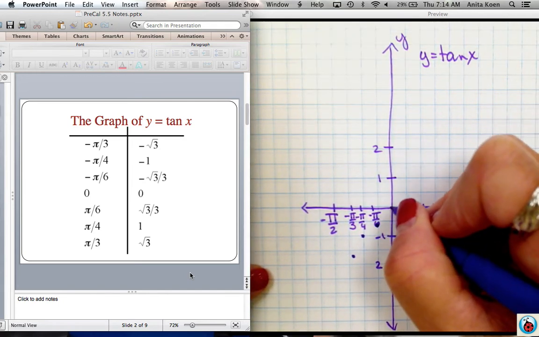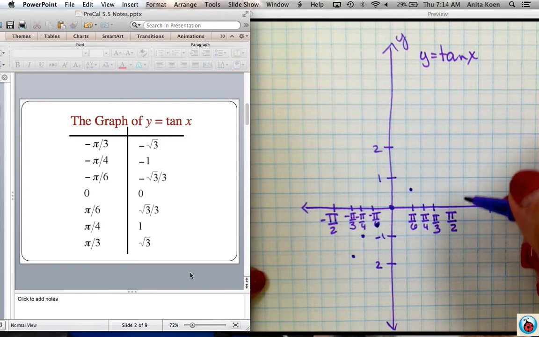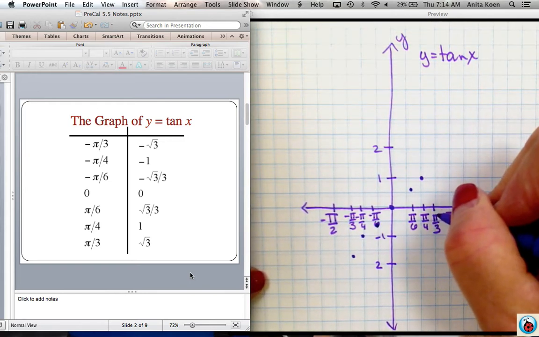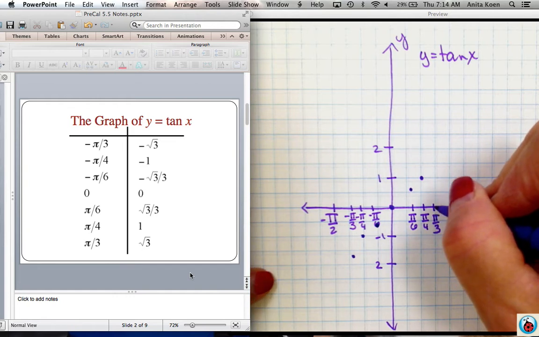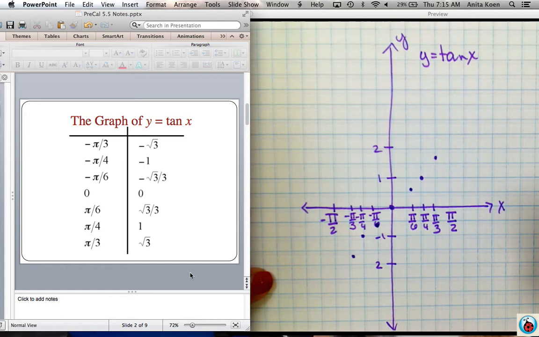And tangent of 0 is 0. Tangent of pi over 6 is about 0.6, square root of 3 over 3. The pi over 4 has a tangent of positive 1. Pi over 3 has a tangent of the square root of 3, which is about 1.7, so right about there. Now, the next thing I might want to ask is what happens at pi over 2?